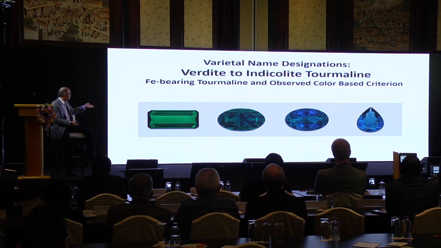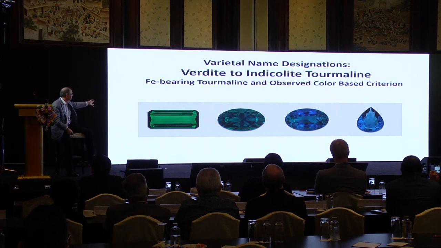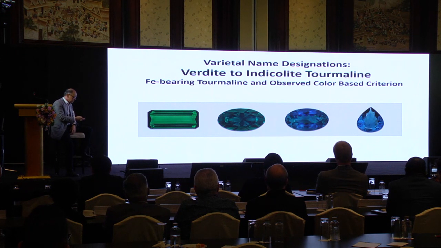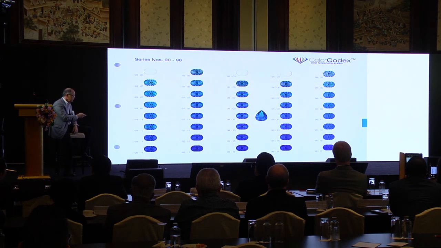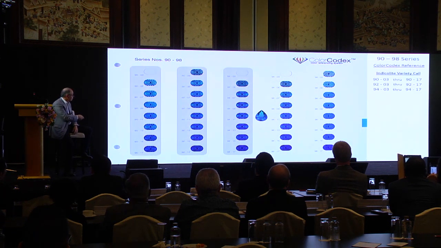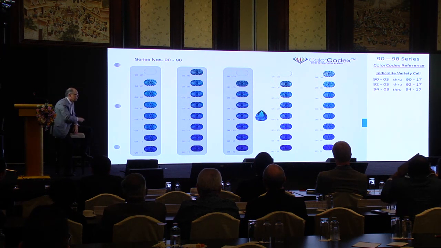Another area that I wanted to demonstrate it with was the iron-bearing tourmalines. So here on the green side, we have verdelite, and on the blue side, we have indicolite. This is something that, again, the color codex system has been very useful for. This was probably the bluest color of tourmaline we've had submitted to the laboratory, and here it allowed us to create a boundary of where the endpoint is.